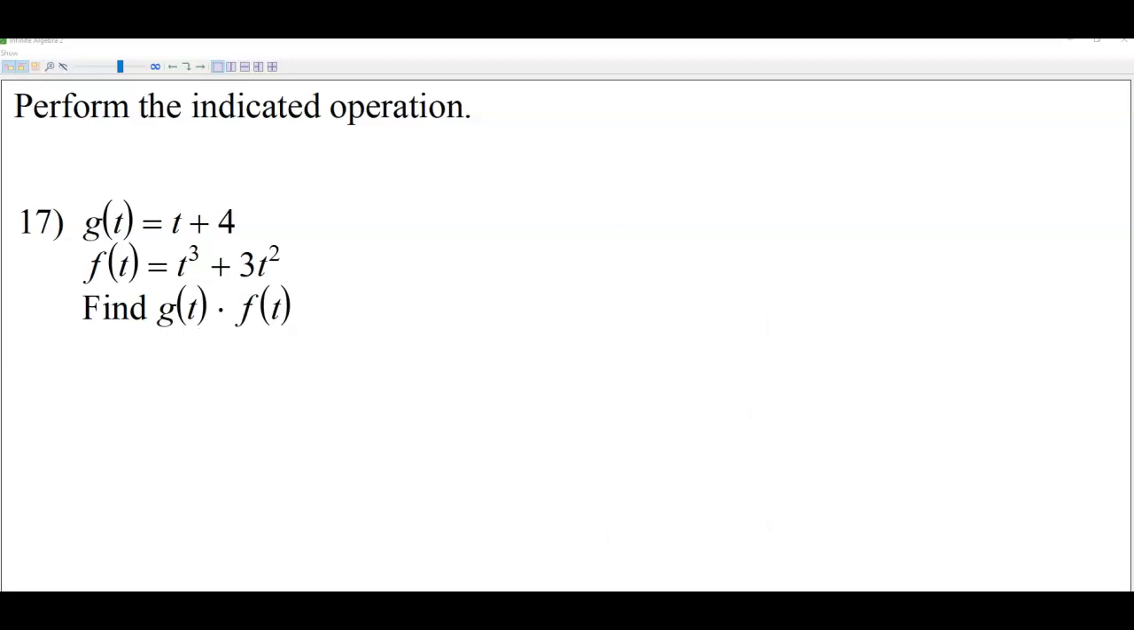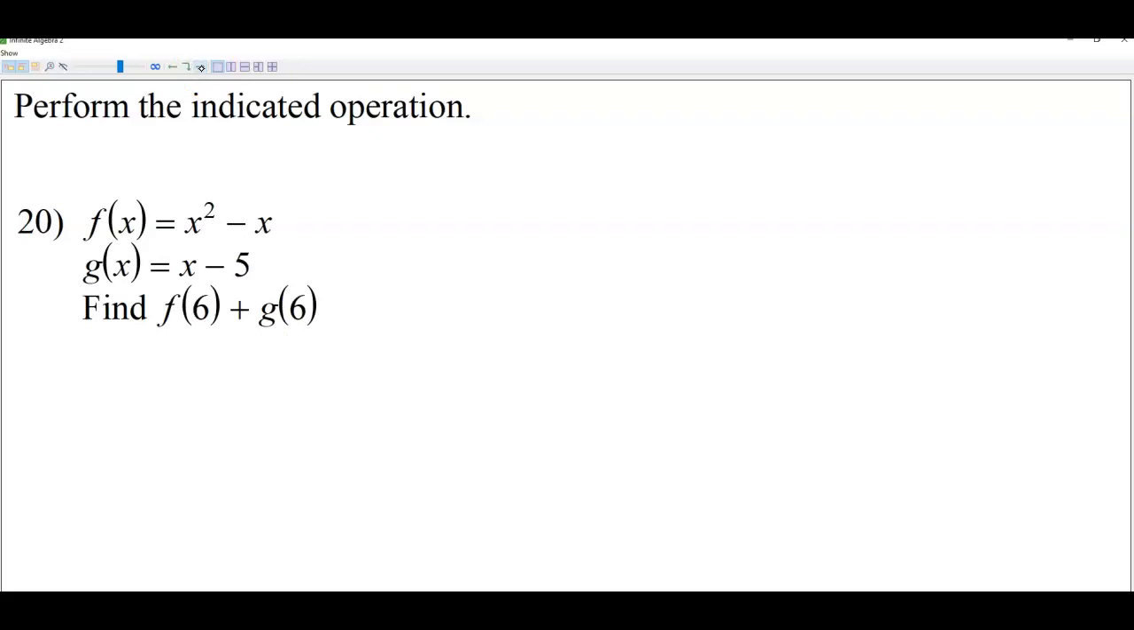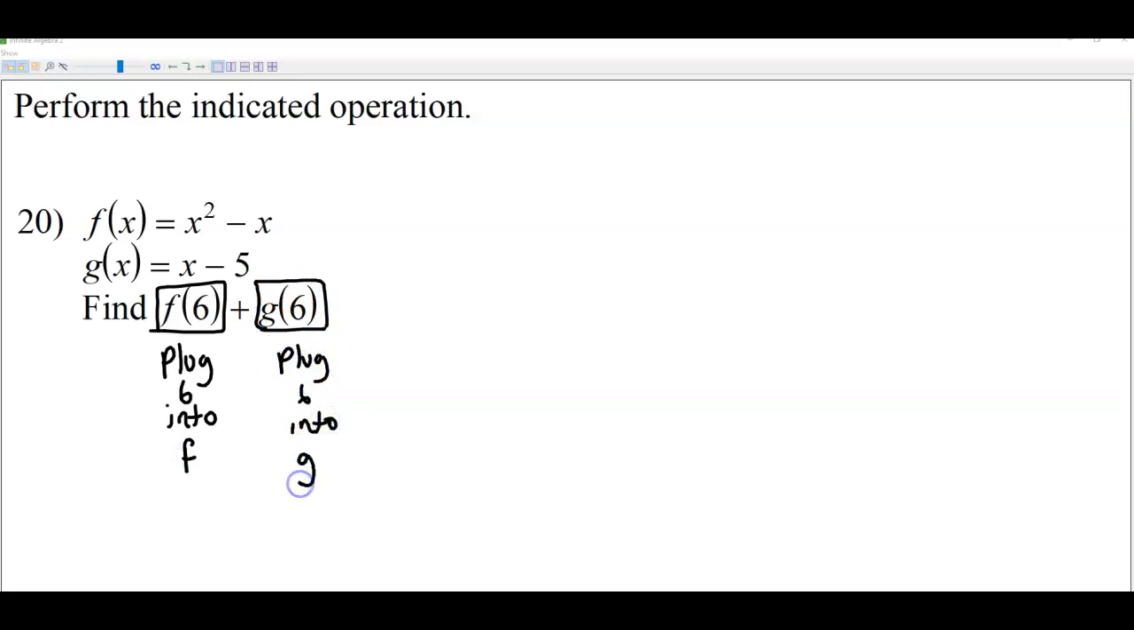Let's go ahead and take a look at our next one. So this means I'm going to plug 6 into f, and this means that I'm going to plug 6 into g. After that, we're going to add our answers together. Okay, so let's begin here.